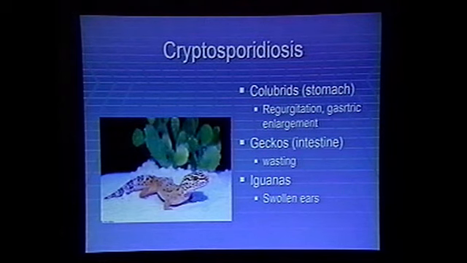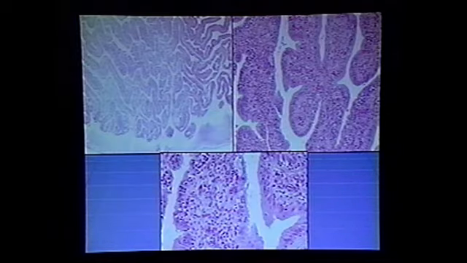In iguanas, the condition is associated with the eustachian tubes and the ear canals and causes swelling and outpouching of the tympanic membrane. The typical appearance of the mucosa of a gecko with enteric cryptosporidiosis is that of proliferation and an increase in the tortuosity and branching of the villi. Organisms often are numerous along the apical surfaces of the enterocytes.